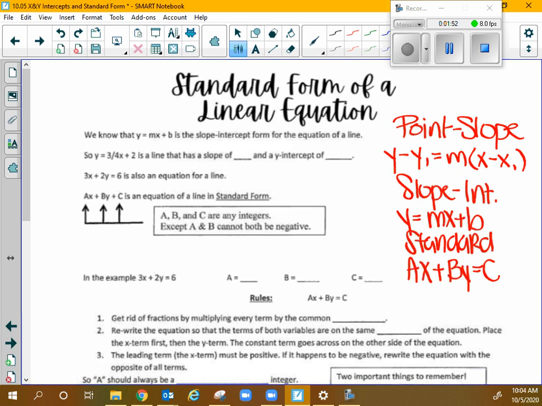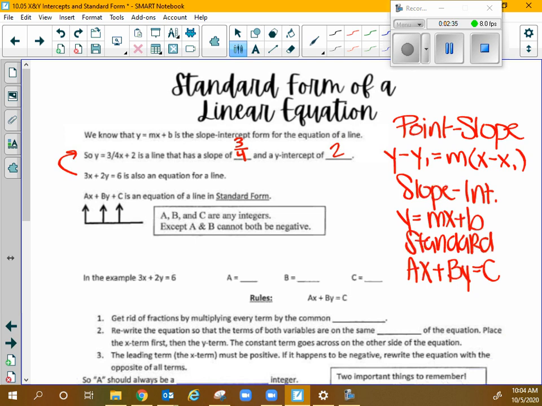So we know that y equals mx plus b is the slope intercept form from the equation of a line. So y equals 3/4 x plus 2 is a line that has a slope of what? 3/4 and a y-intercept of 2. Three x plus 2y equals 6 is the same line. It's just in standard form. Say again? I'll show you. We're going to transform it.